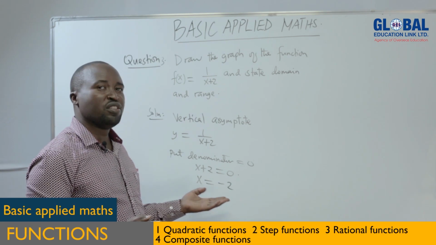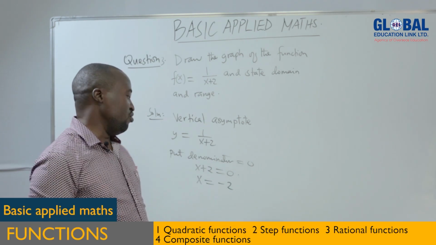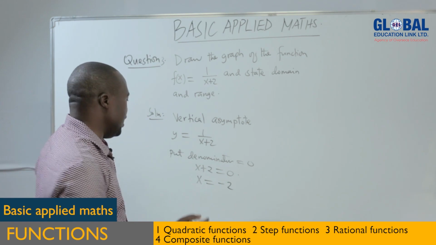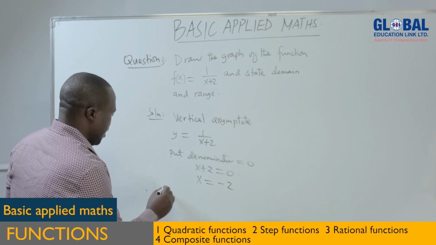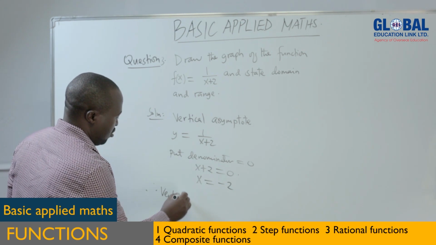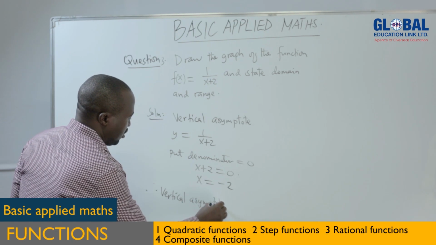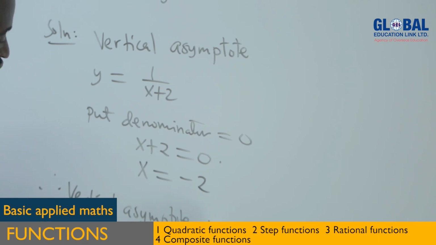The value of x which does not exist in the graph. We are going to locate this value of x by using a dotted line. So here we say vertical asymptote x is equal to negative 2.